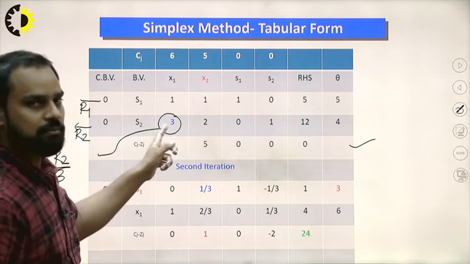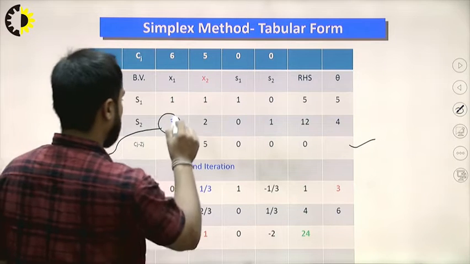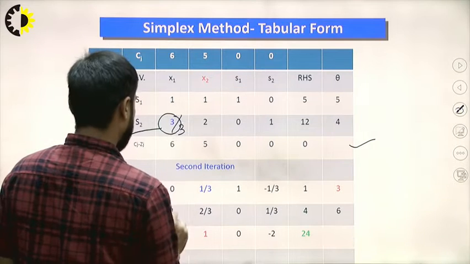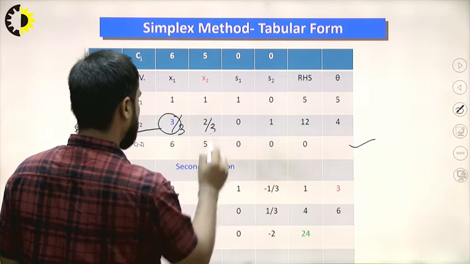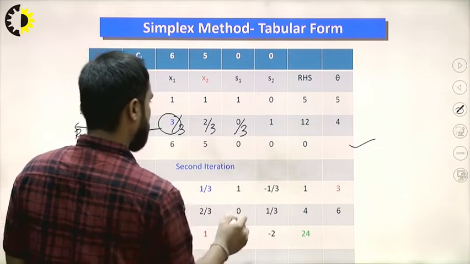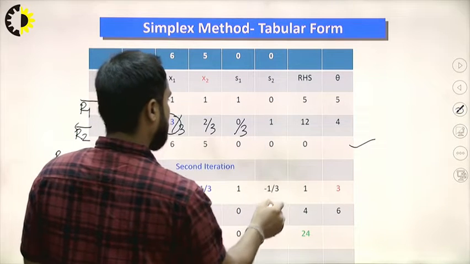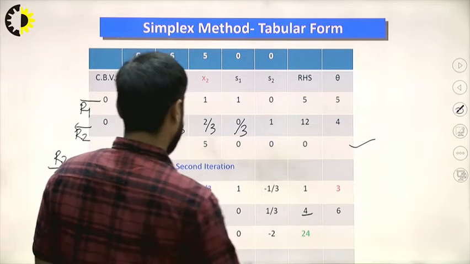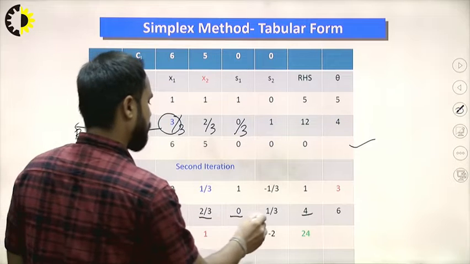If we divide this equation by 3, it becomes 1. 2 by 3 stays 2 by 3. 0 by 3 becomes 0. 1 by 3 stays 1 by 3. 12 by 3 becomes 4. So this way we can make it.